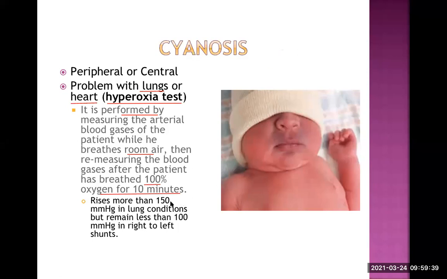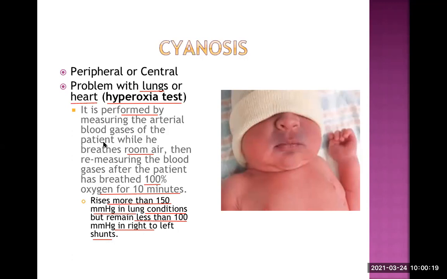Now look at the interpretation here. If the partial pressure of oxygen rises more than 150 millimeter of mercury, then this is because of the lung condition. But if the partial pressure of oxygen remains less than 100 millimeter of mercury, even after giving 100% oxygen for 10 minutes, then it is the right to left shunt or cyanotic congenital heart disease which is causing cyanosis here. So let me repeat again.